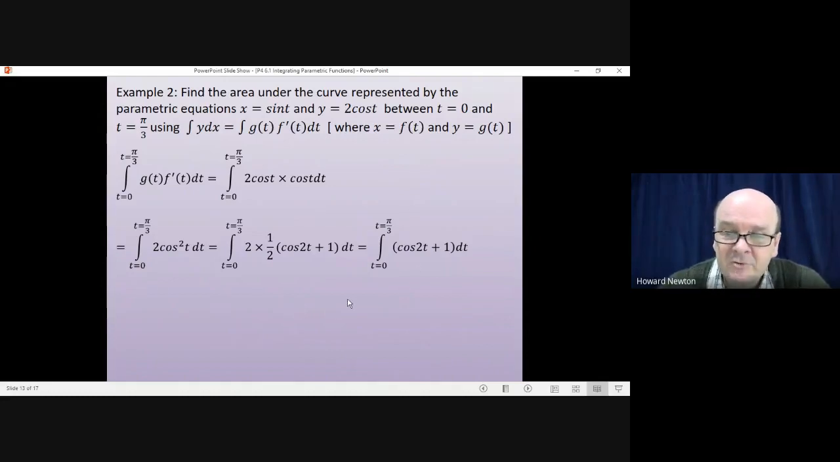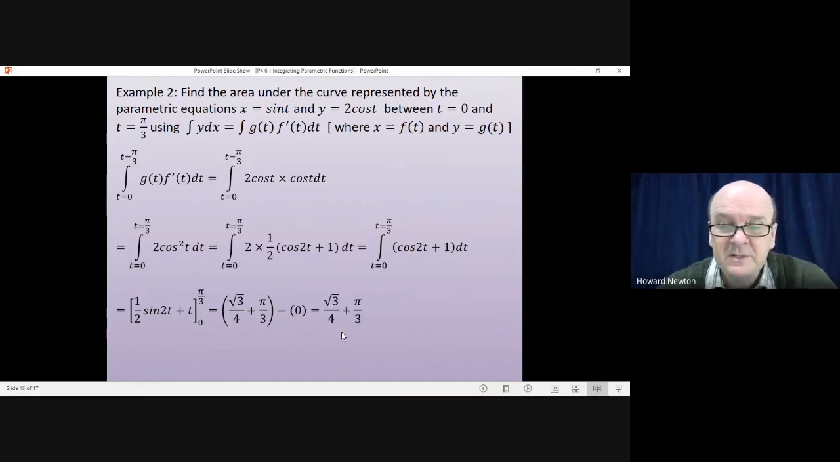Now we can do the integration. That gives us a half sine 2t plus t. Now we can put in the 2 limits. Putting in pi by 3, we get root 3 over 4 plus pi over 3. Putting in 0, we get 0. And that does simplify to just root 3 over 4 plus pi over 3.